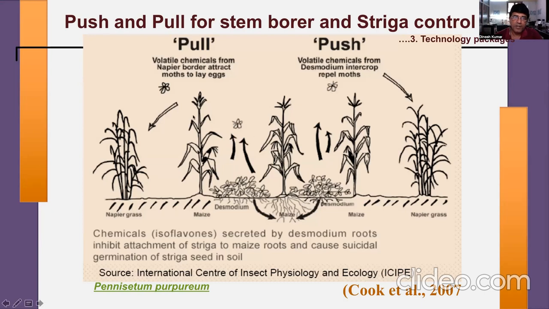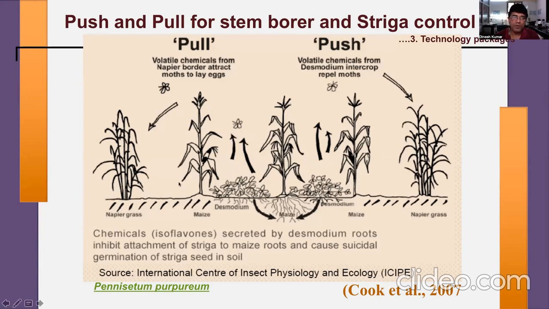Insects and weeds can be controlled by an intercropping system. This is known as push and pull for stem borer and striga. Try to understand, this is important. So this is known as the push and pull theory of stem borer and striga control.